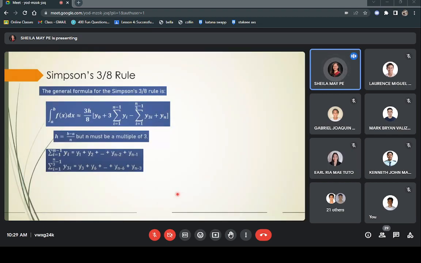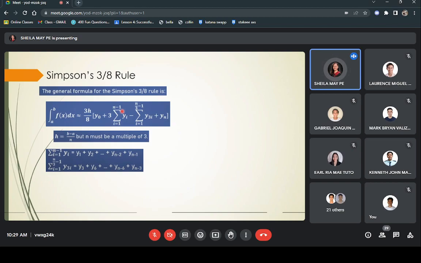Okay? So the general formula for Simpson's 3-8 rule is 3 over 8 times h. So that's just 3h over 8 because we are on Simpson's 3-8 rule. If it were one-third, that's just h over 3. Okay, 3-8 naman ta, so that's 3h over 8. And we have here the left outermost base plus 3 times the summation of our yi.